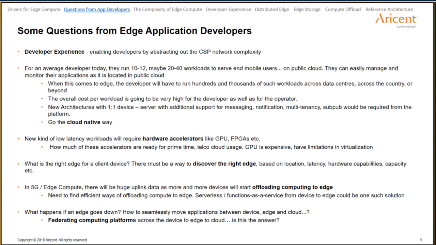If you look from the end-to-end perspective, all the edge compute becomes unviable if the developers find it too costly. So some models are required perhaps to solve that.